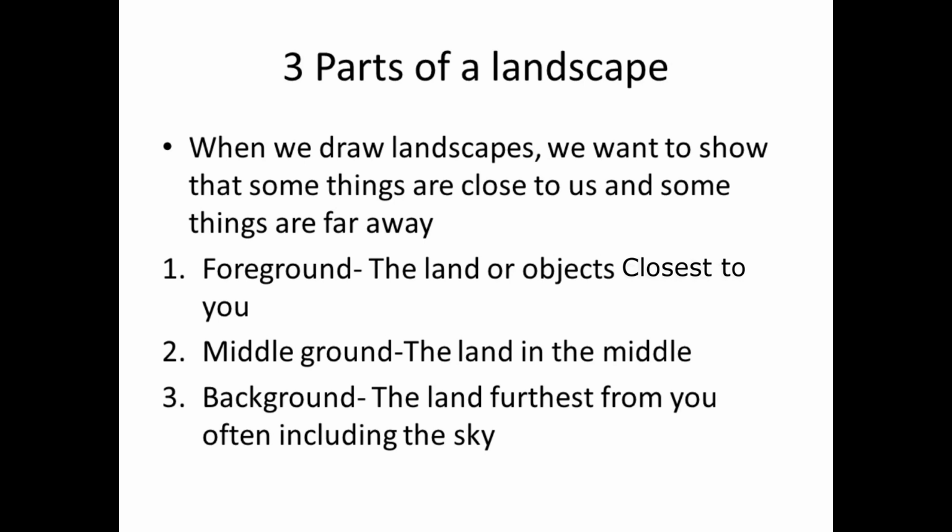Just wanted to talk about the three parts of landscapes. When we draw landscapes, we want to show that some things are close to us and some things are far away. Foreground is the area closest to us. You can think of forward. Middle ground is the area in the middle of the paper. That's pretty obvious. Just remember the middle. And the background's the area that's in the back of the picture. So again, think foreground, forward, middle ground in the middle, background in the back.